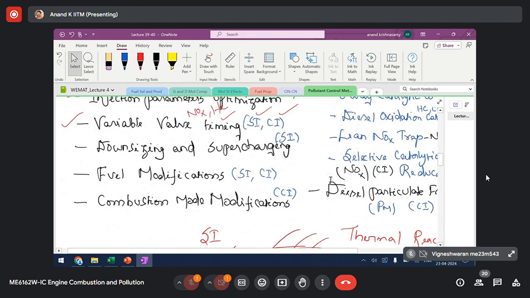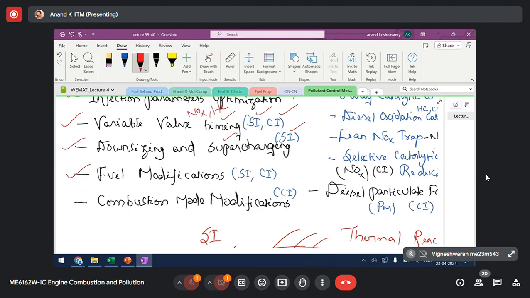The next in-cylinder option is downsizing and supercharging. It's applicable for spark ignited engine. Downsizing is about reducing the engine size, that is displacement volume. You know the power rating of the engine is based on the size. When you reduce the size, the power rating will come down. Now to achieve the same power rating, you need to do supercharging. This is what I mean by downsizing and supercharging: reducing the engine capacity and achieving the rated power by using a supercharger. This option is available for SI engine. It's also an effective primary pollutant control method that we will discuss.